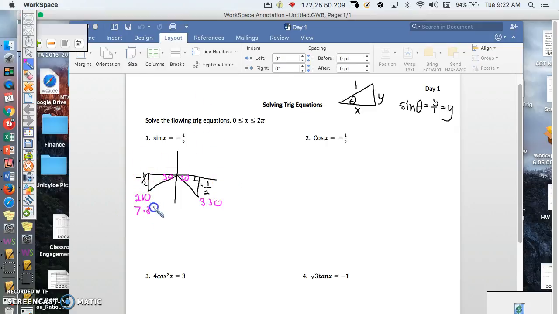So this is 7 times 30. So we know that's 7 pi over 6. And this is 11 times 30. So that's 11 pi over 6.